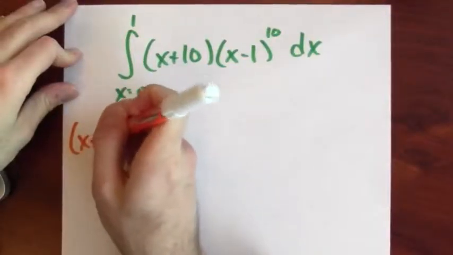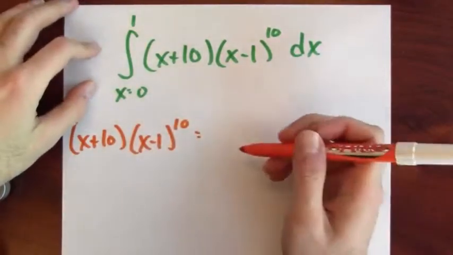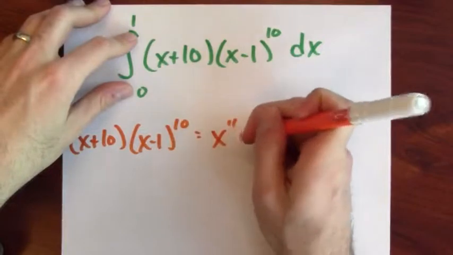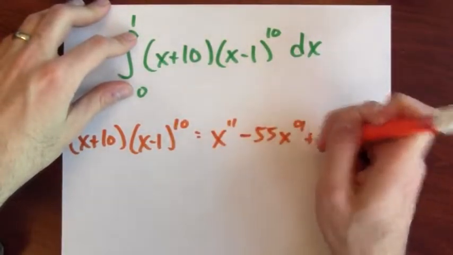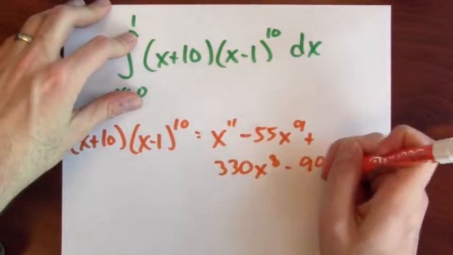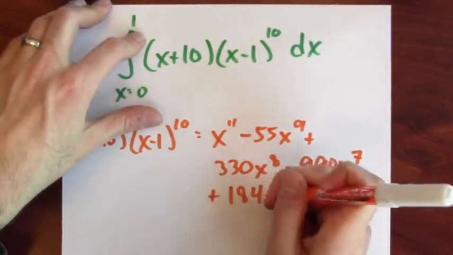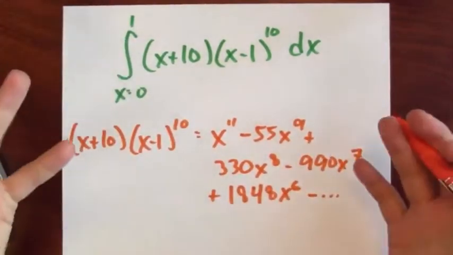So we've got x plus 10 times x minus 1 to the 10th, which you could expand by the binomial theorem if you want. What do you get? x to the 11th minus 55 x to the 9th plus 330 x to the 8th minus 990 x to the 7th plus 1,848 times x to the 6th. This is ridiculous. Yeah, so you could do that. You could just expand everything out.